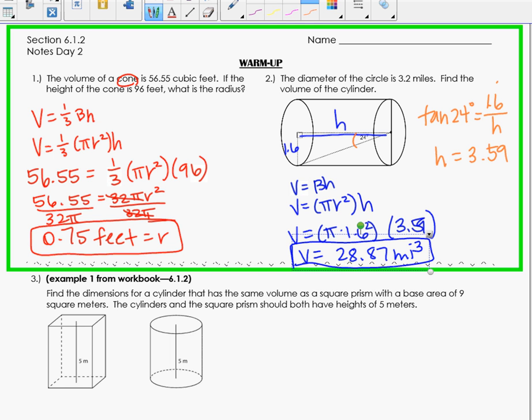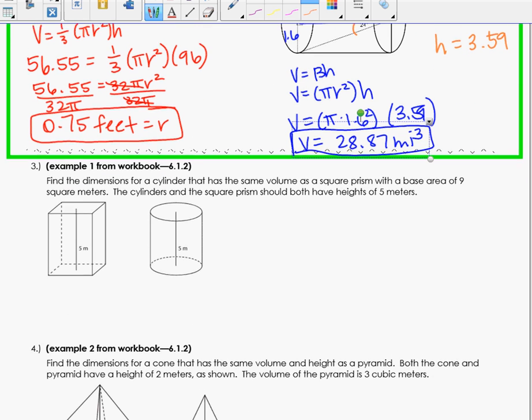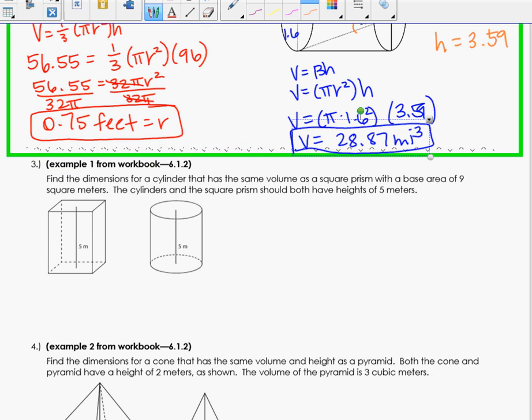Okay, so that's a quick review from yesterday. So what we're going to do today is we're going to take the volume formulas that we used yesterday, and now we're just going to use them to compare figures. And then we're going to use the volume formulas and do some converting. So we're going to go back to almost like when we were doing the similarity unit and set up proportions.